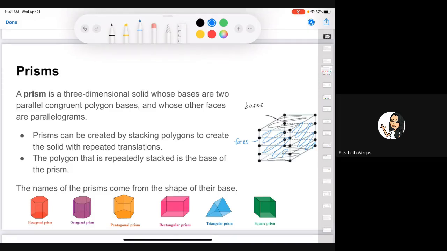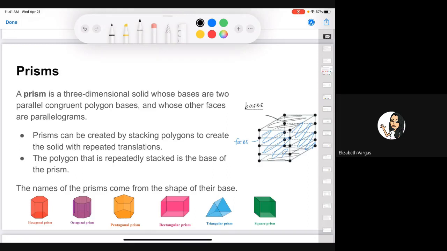The polygon that is repeatedly stacked is the base of the prism. As we continue to stack those things, the base will look exactly like the polygon that we have stacked. In this one, we have stacked something that looks kind of like a rectangle or a square. Let's say it's a rectangle. So we're stacking those rectangles on top to create that 3-dimensional figure. And because we're stacking rectangles, the bases will be rectangles. That's what this is saying.